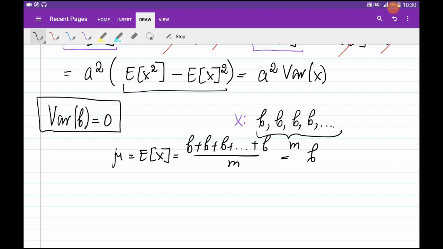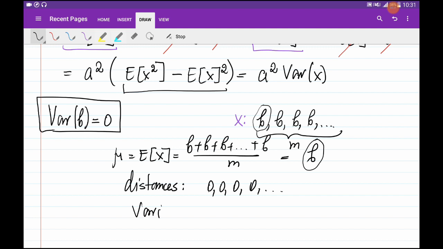Now if I would like to find the distances between each output and the mean, all the distances will be 0, 0, 0, 0, and so on. And the variance, which is the average of the distances, will be 0 because all the distances are 0.